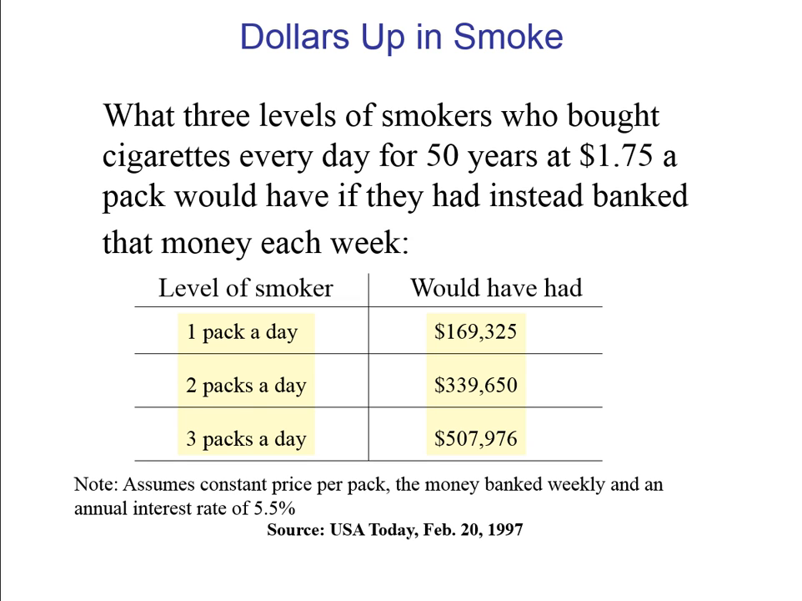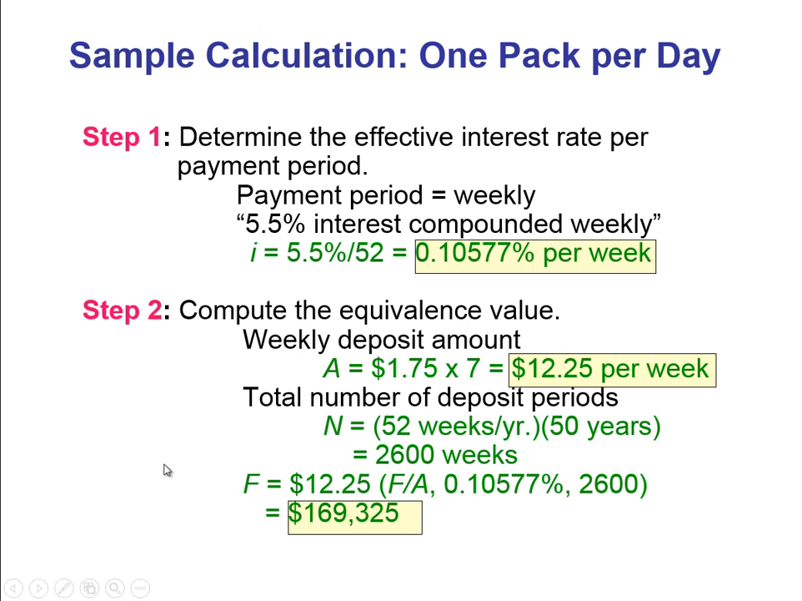By the way, all these calculations have been done assuming that the value of the pack is $1.75, while the actual value of a pack is between $4 and $11 these days. So imagine how much you would be saving if you deposited these amounts in the bank. To confirm the numbers, you can go over the calculations yourself. This slide shows the example of 1 pack at $1.75 per pack.